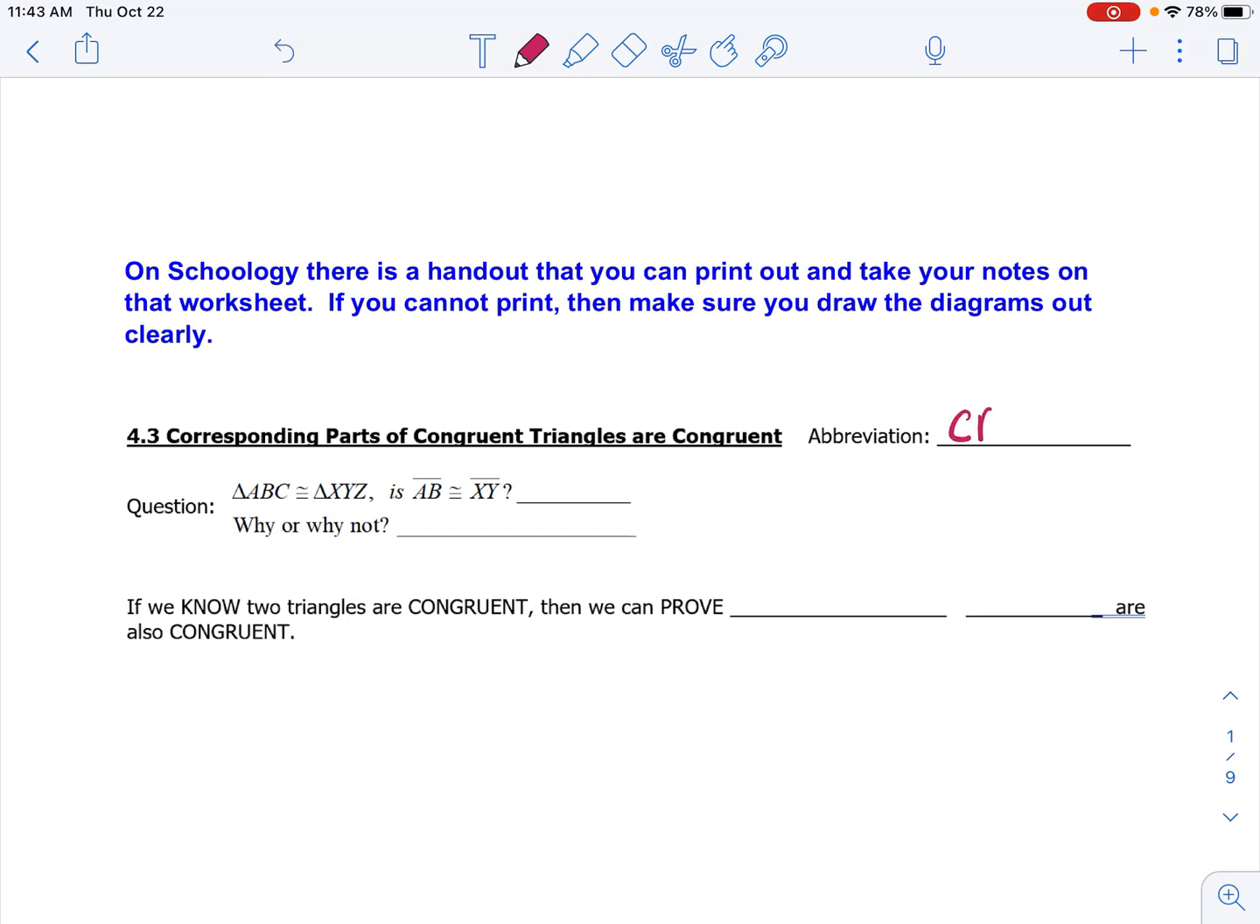And remember that abbreviation? CPCTC. So if you know that triangle ABC is congruent to triangle XYZ, then do you know if AB is congruent to XY? Yes, they are congruent. And they are congruent because corresponding parts of congruent triangles are congruent. So if we know that two triangles are congruent, then we can prove their corresponding parts are also congruent.